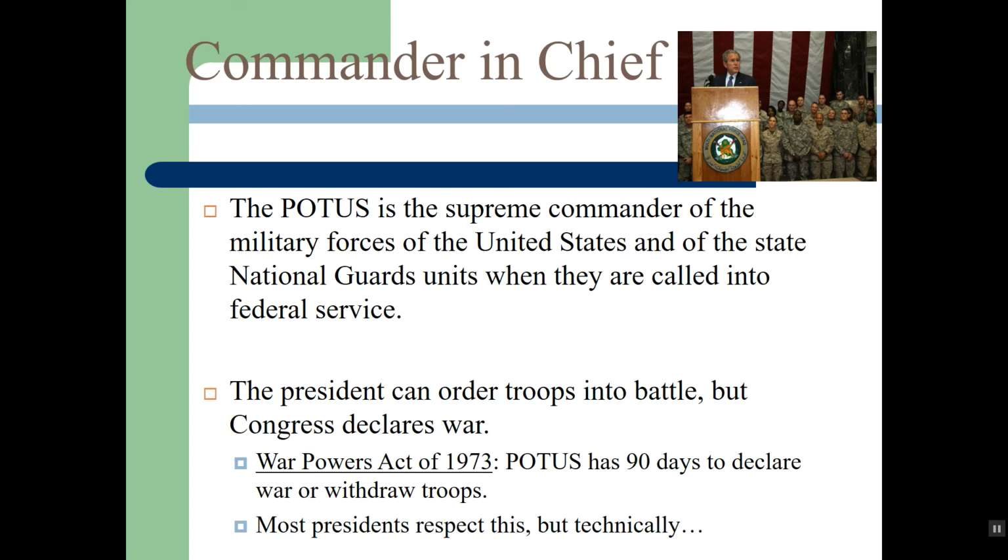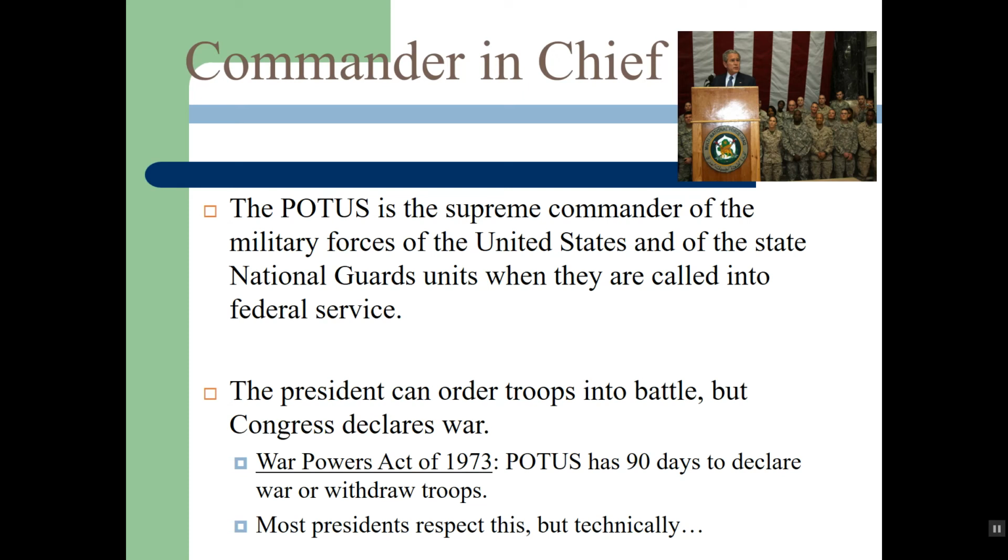But any other time he mobilizes troops for a purpose related to national security, war, or foreign policy, he's acting as the commander-in-chief. The President of the United States is the supreme commander of the military forces of our country and of the state National Guard units when they are called into federal service.